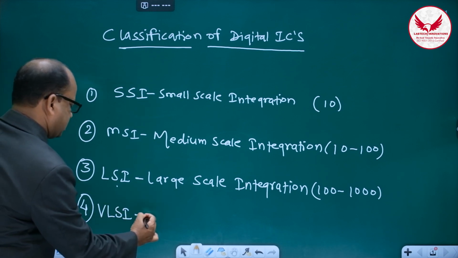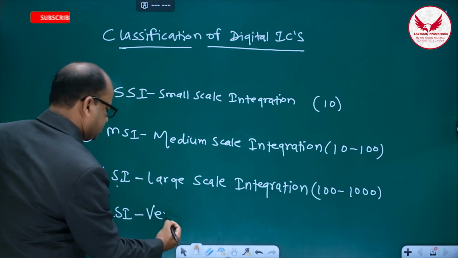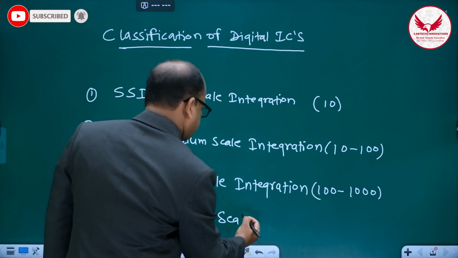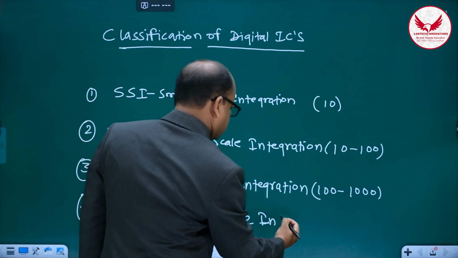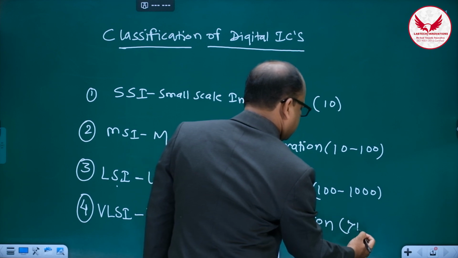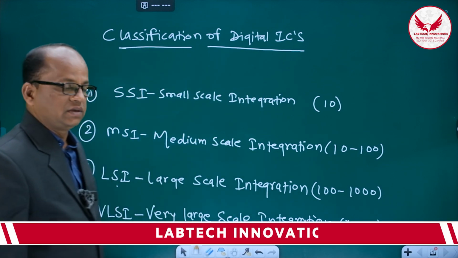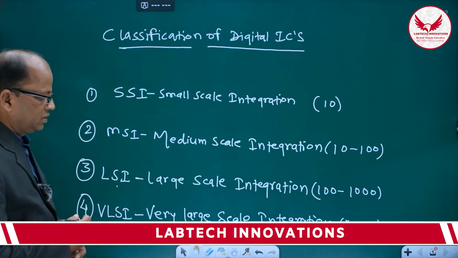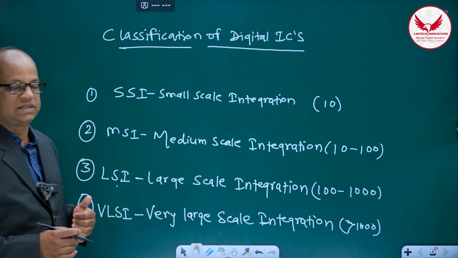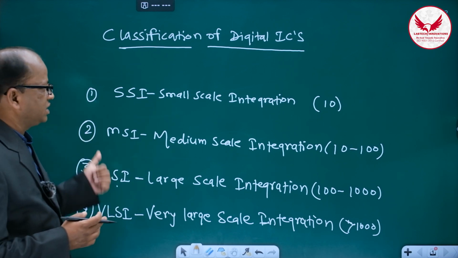VLSI. It is one subject, VLSI, in electronics. It is nothing but very large scale integration. That means greater than 1000 components are mounted on a single chip, or one can say greater than 1000 components are integrated. So this is the classification of digital ICs based on how many components are integrated on a chip. That decides the type.